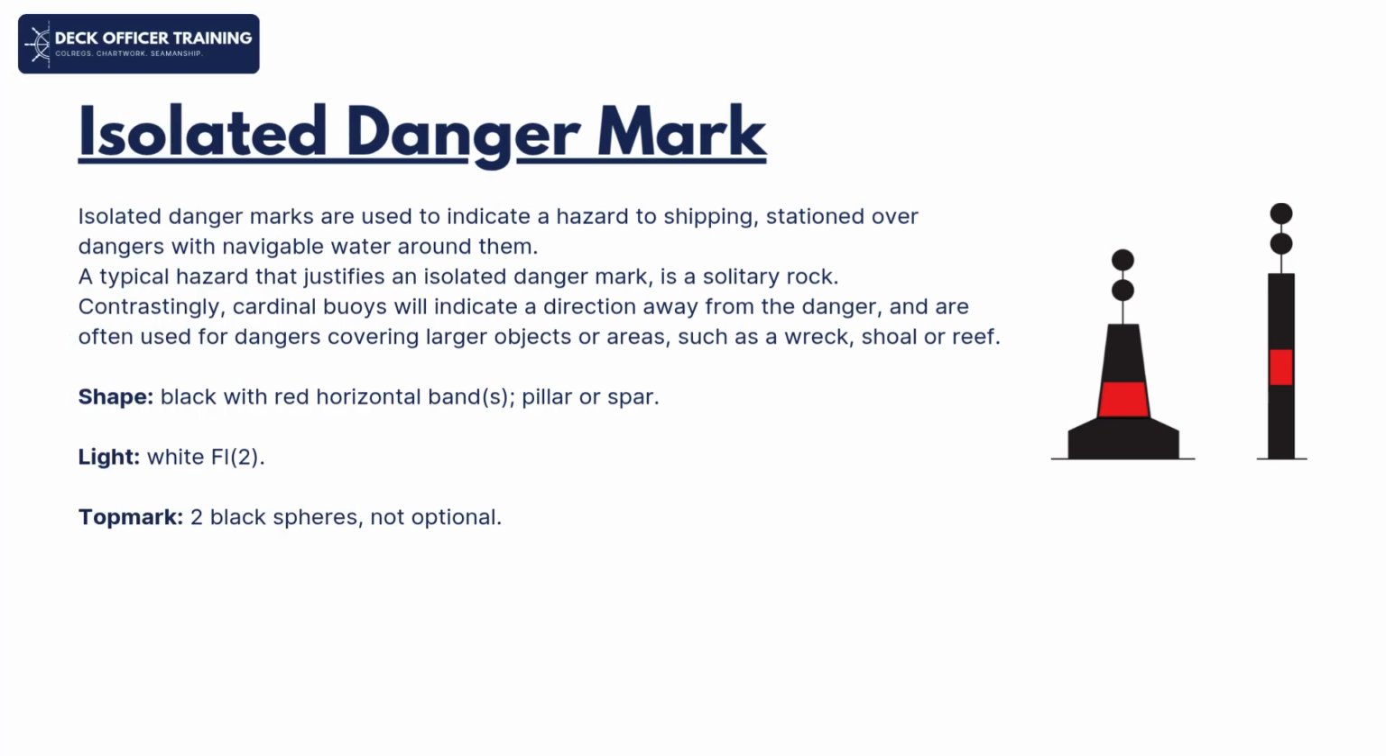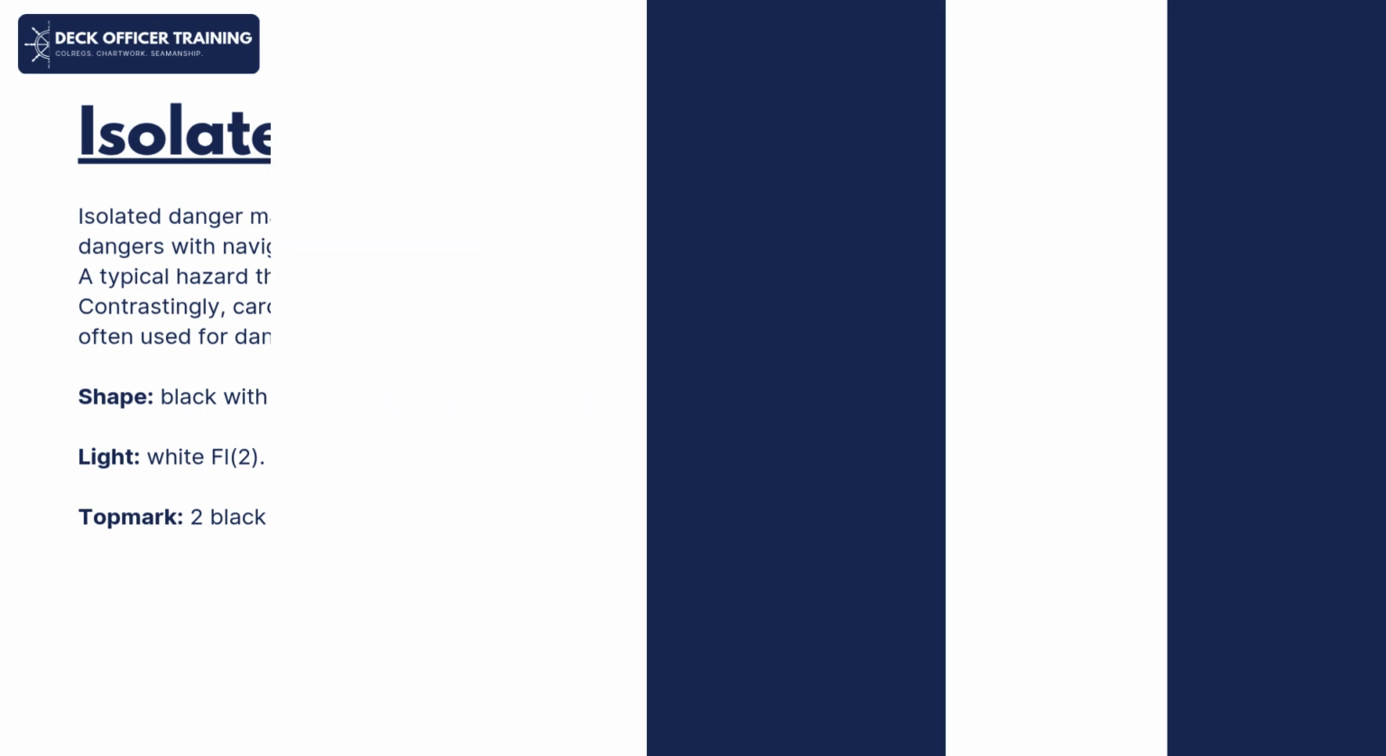Isolated danger mark. Isolated danger marks are used to indicate a hazard to shipping, stationed over dangers with navigable water around them. A typical hazard that justifies an isolated danger mark is a solitary rock. Contrastingly, cardinal buoys will indicate a direction away from the danger and are often used for dangers covering larger objects or areas, such as a wreck, shoal, or reef. Shape: black with red horizontal bands, pillar or spar. Light: white, group flashing 2. Top mark: 2 black spheres, not optional.